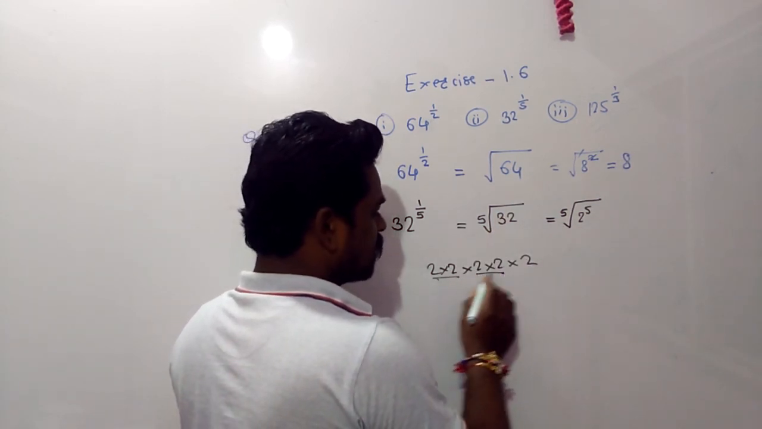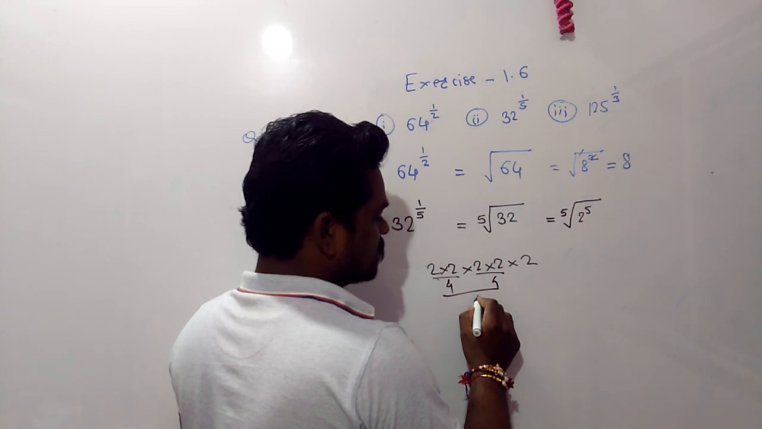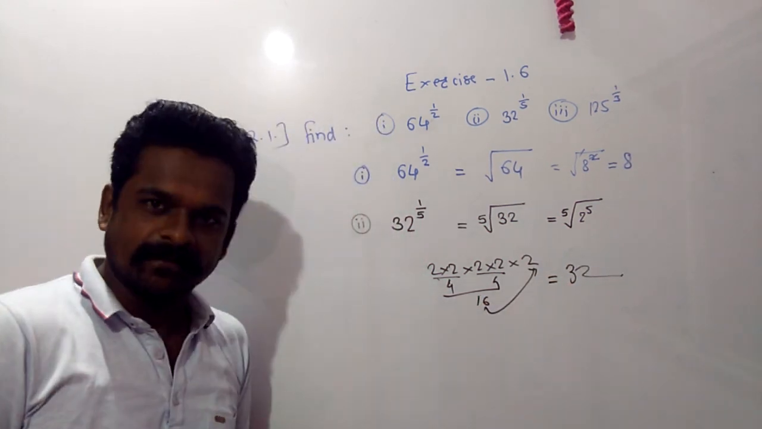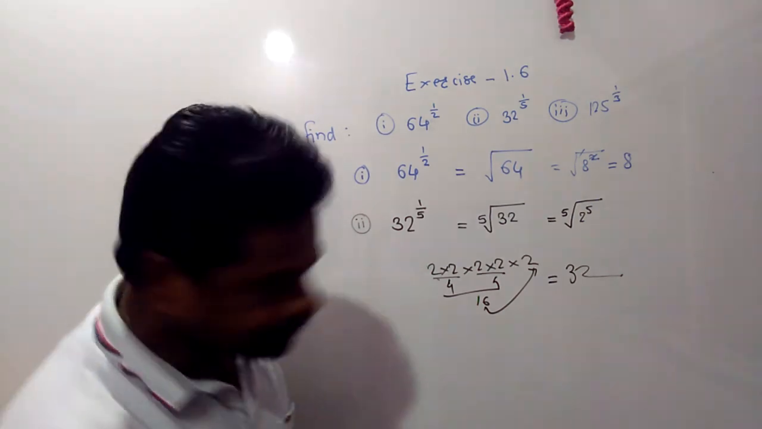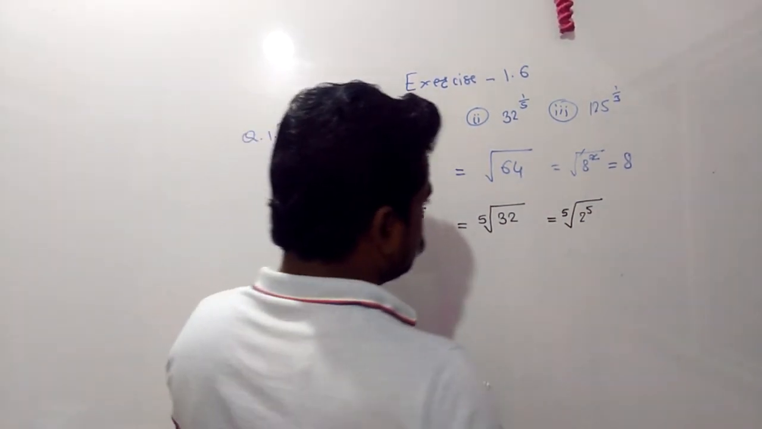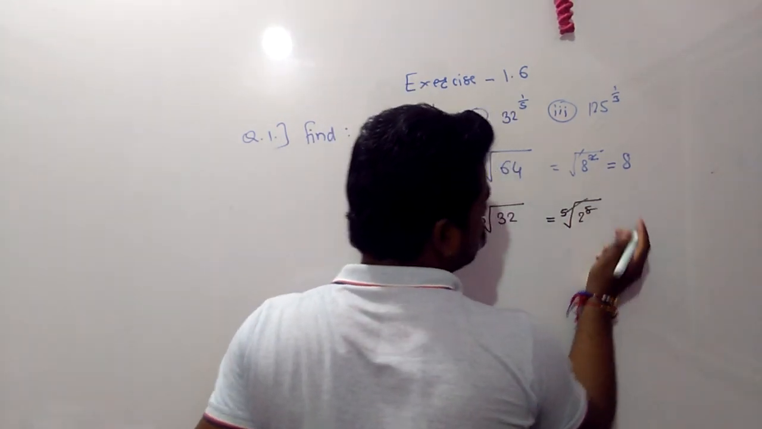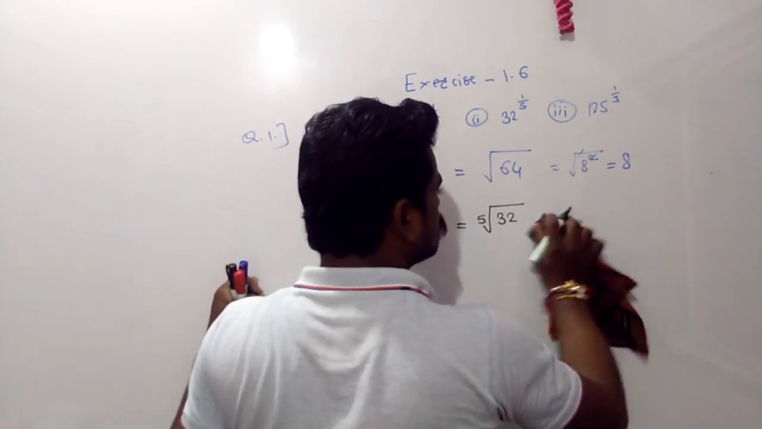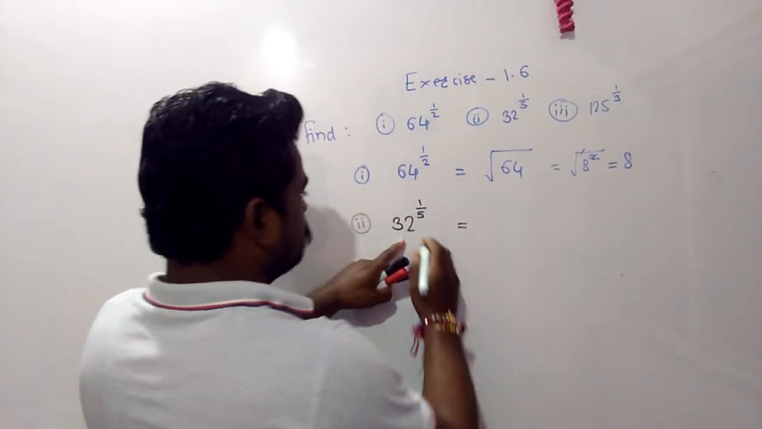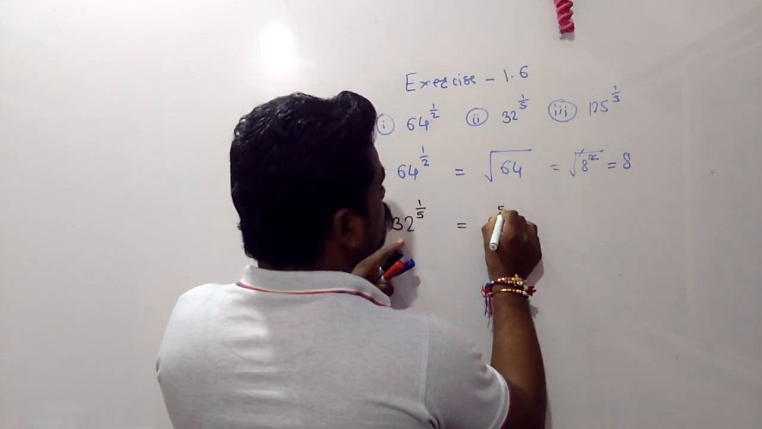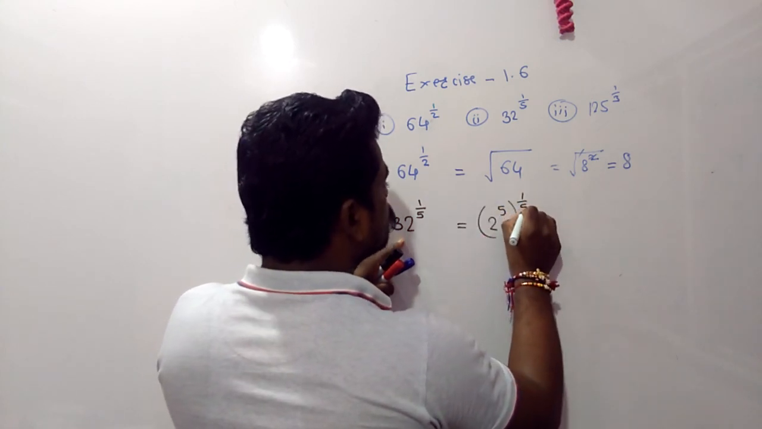2 to the 4 is 16, and 16 twos are 32. So that's the answer. Now how can we cancel it? The fifth root and the power of 5 will cancel each other. Or you can do it another way also. See here. If this is 32 raised to 1 by 5, we can write it as 2 raised to 5, raised to 1 by 5.